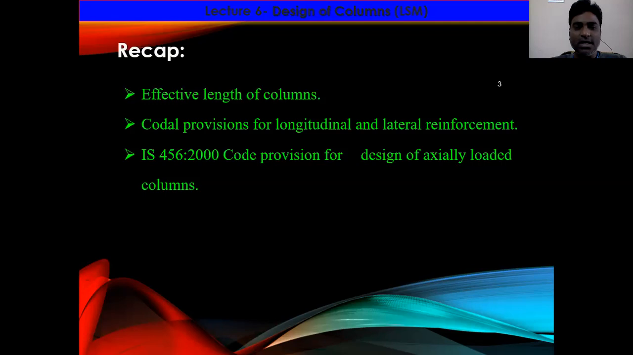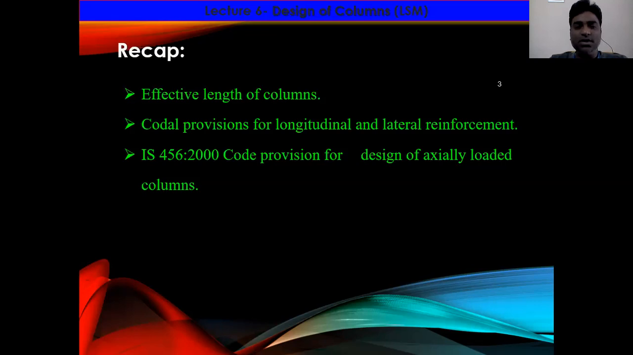And why is the effective length considered? Because the strength of the column depends upon the effective length of the column. If the effective length changes, then the strength of the column also changes. So it is very important to determine the effective length of the column, and that effective length depends upon the support conditions of the column. So we have discussed different support conditions and the effective length of the column.